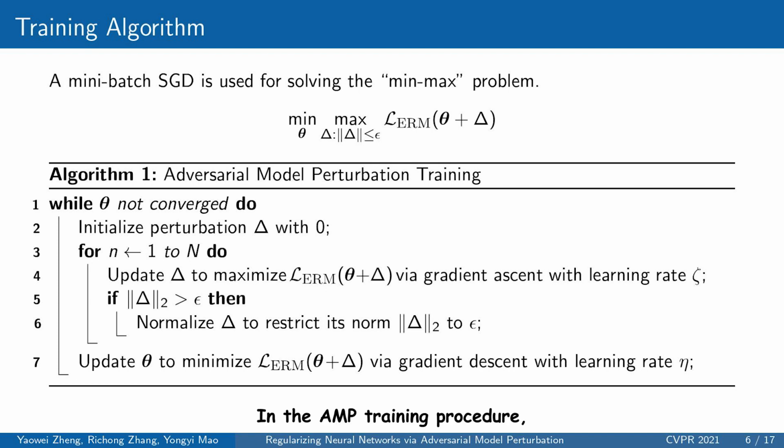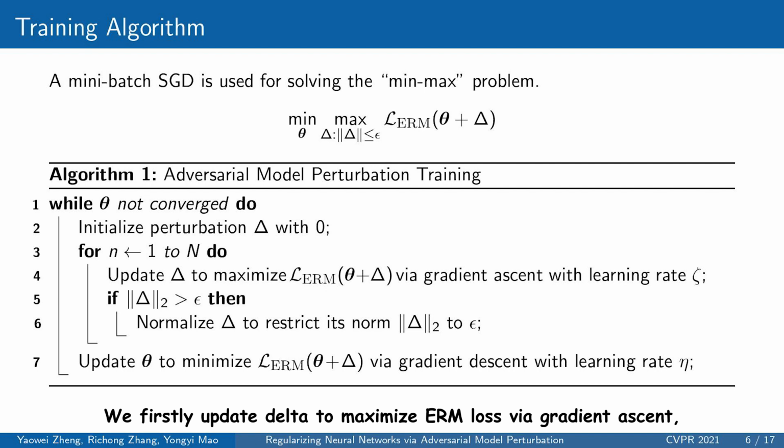In the AMP training procedure, we adopt a mini-batch HGD for solving the min-max problem. We first update delta to maximize EM loss via gradient ascent, and then update theta to minimize EM loss via gradient descent.